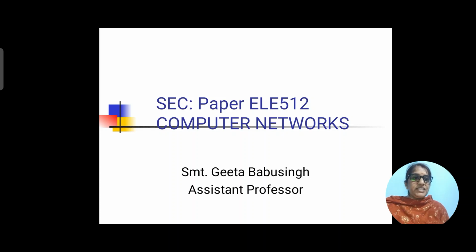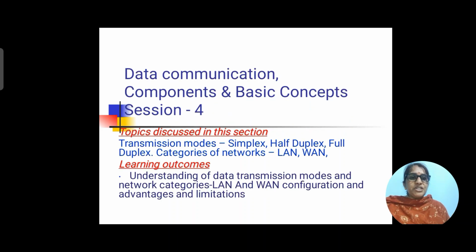In the previous session, we discussed line configuration, point to point, multi point topology, in which we studied mesh topology, star topology, tree topology, bus topology, ring topology, and hybrid topology. In today's discussion, we discuss transmission modes, simplex, half duplex, full duplex, and categories of networks, LAN, that is local area network, and WAN, wide area network.